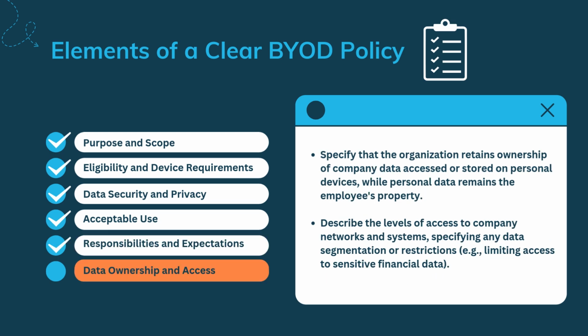The policy should clarify that while you can access company data on your personal device, the organization still owns that data. Your personal data, on the other hand, remains yours. The policy should also outline what kind of access you have to company networks and systems. For example, some data may be restricted, like sensitive financial information, and access to that will be limited to only those who need it.